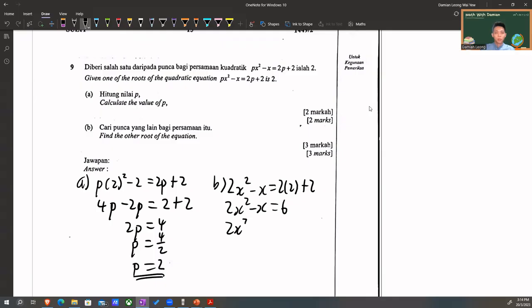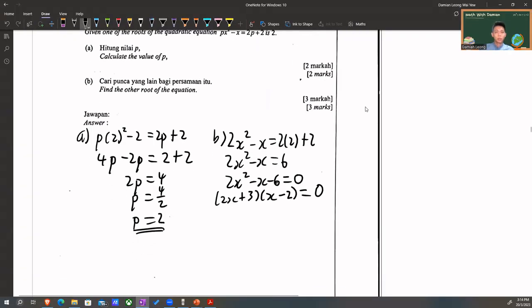Bring over the 6. Minus 6 equals 0. Put in the general form. Then we can factorize. 2x, x equals 0. So it must be 2 here, 3 here. Minus 4 plus 3. How you factorize is up to you. You can use calculator. You can use cross method. Doesn't really matter. So either first bracket is 0 or second bracket is 0.